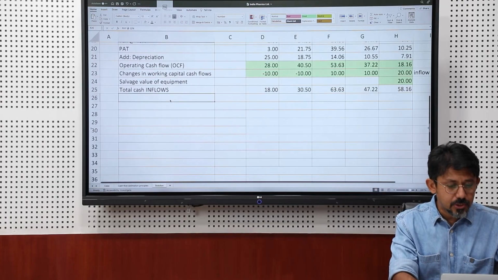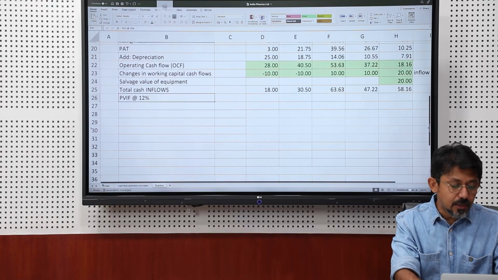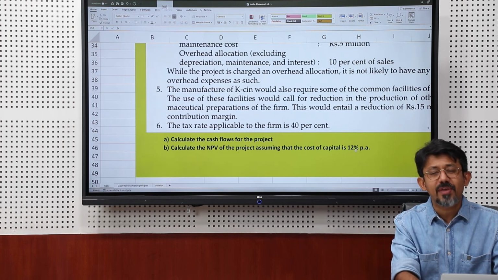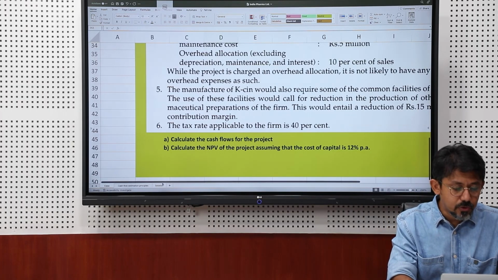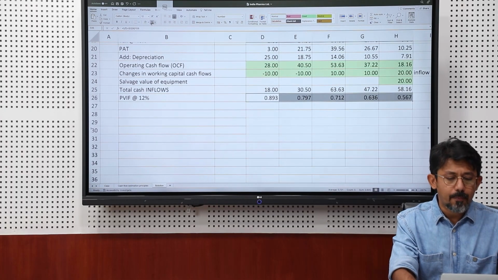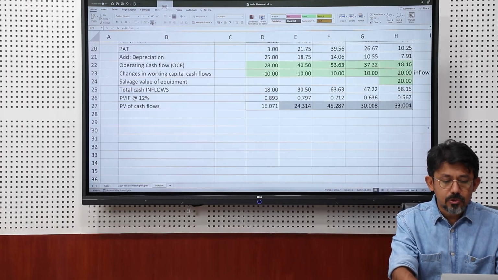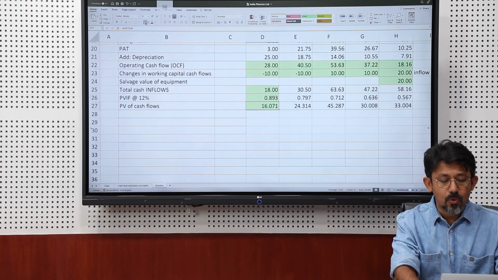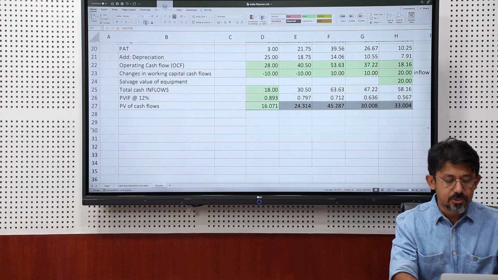So, the NPV calculation looks like this. I have said PVIF at 12%, that is an assumed rate over here, because you are told calculate the NPV of the project assuming that the cost of capital is 12%. So, your minimum expectation of return is 12%. I use a PVIF of 12%, you know the formula by now, 1 upon 1 plus r raised to n, multiply that and we get the present value. So, 18 multiplied by 0.893 gives me 16.01, and then I add all of these cash flows to come to the total present value as in year 0, right.